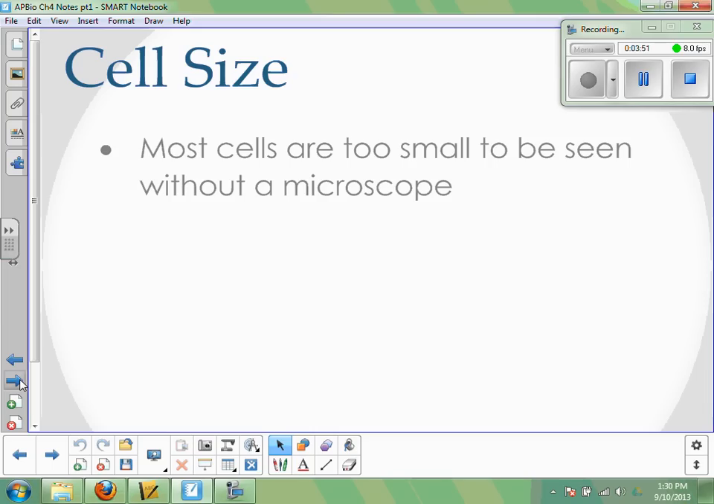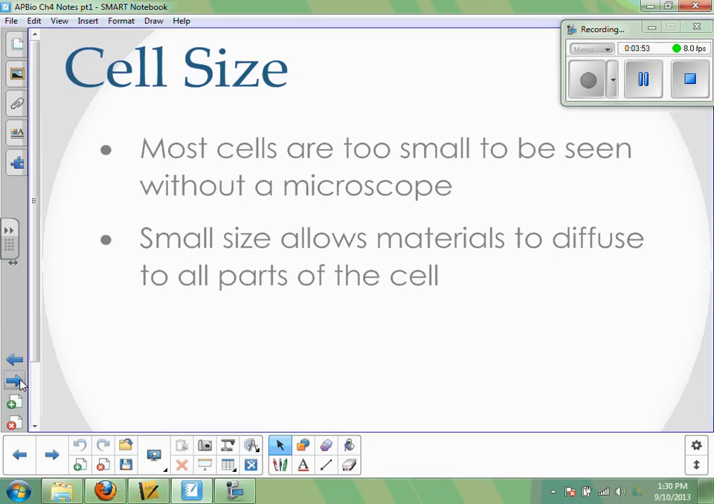And so we know they're small, but it's not just that they're small, they need to be small. And the reason for that is that small size is important to allow materials to get in and out of the cell and to move to all parts of the cell.